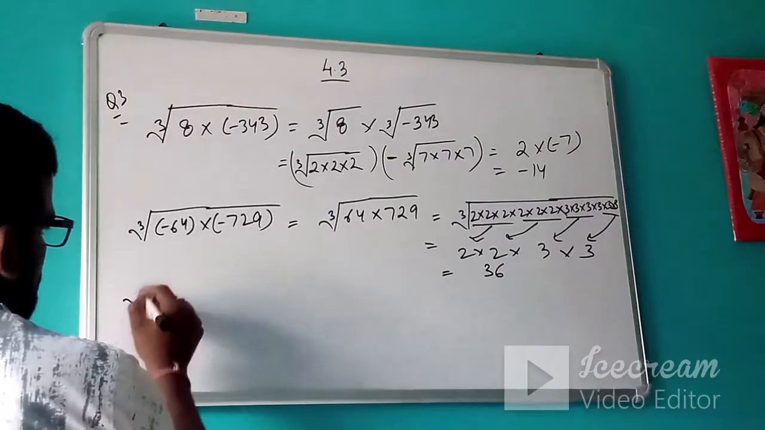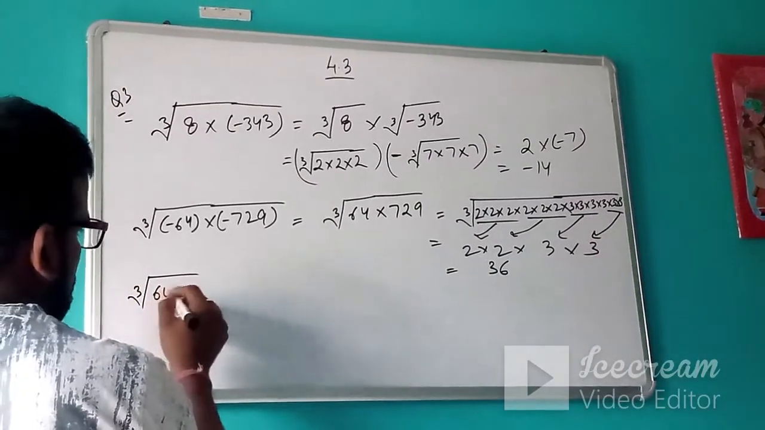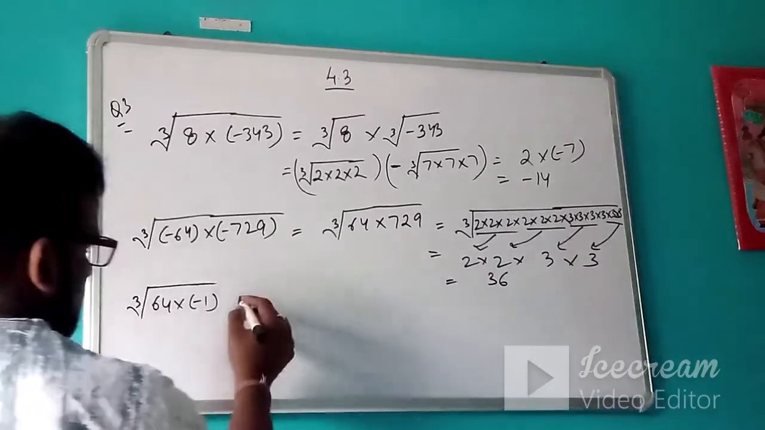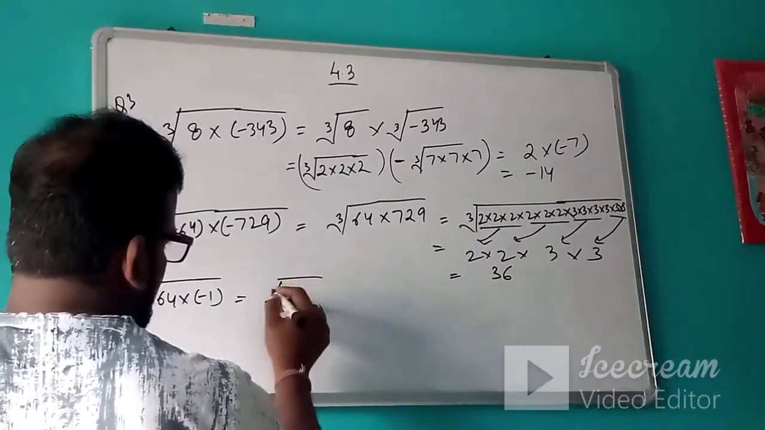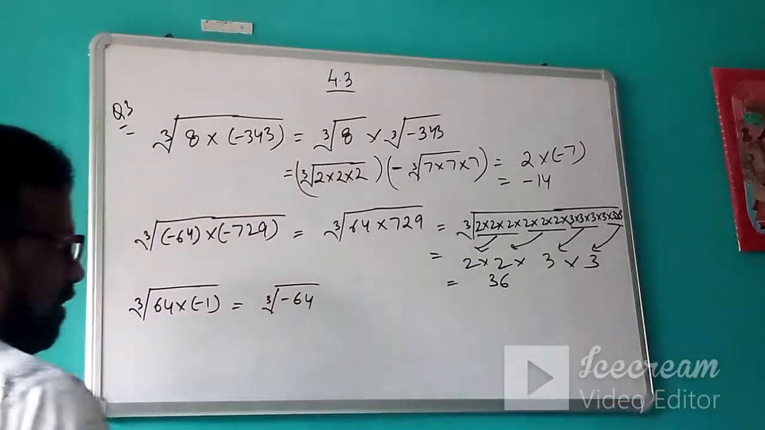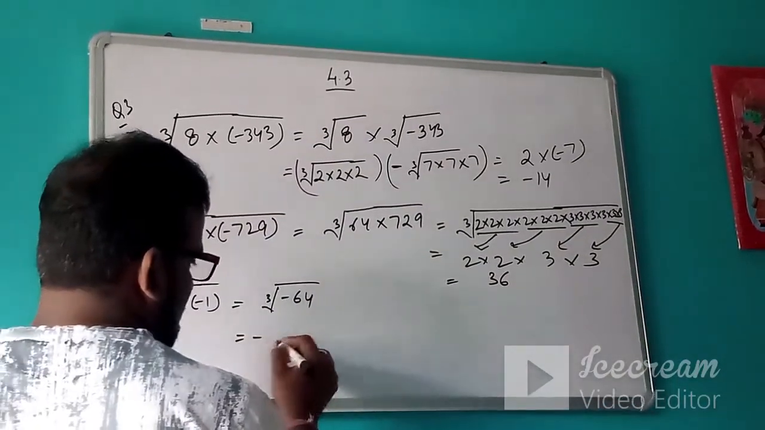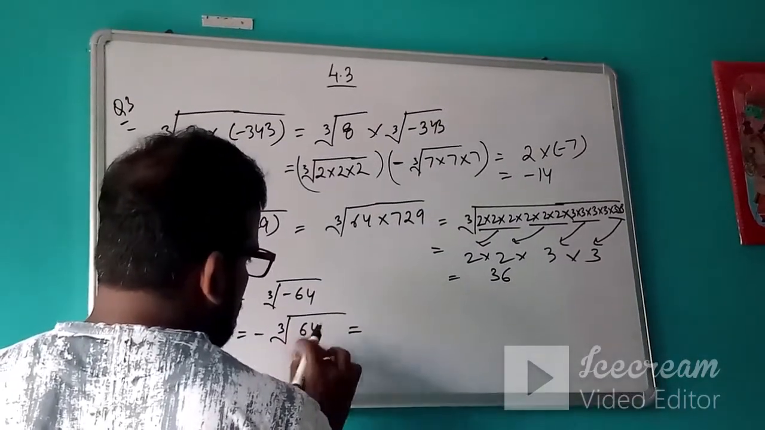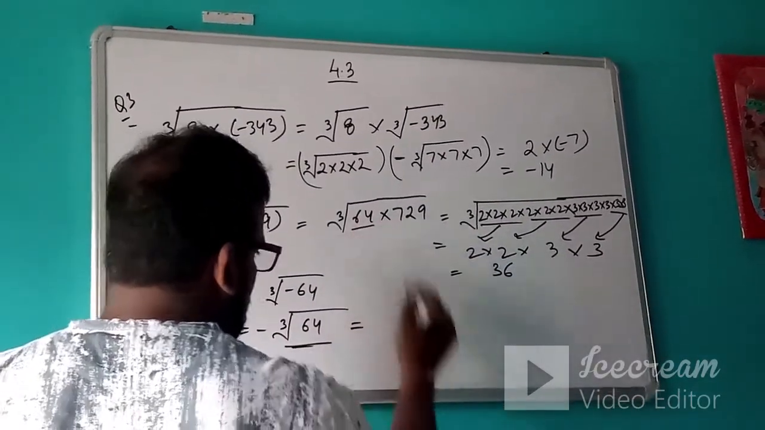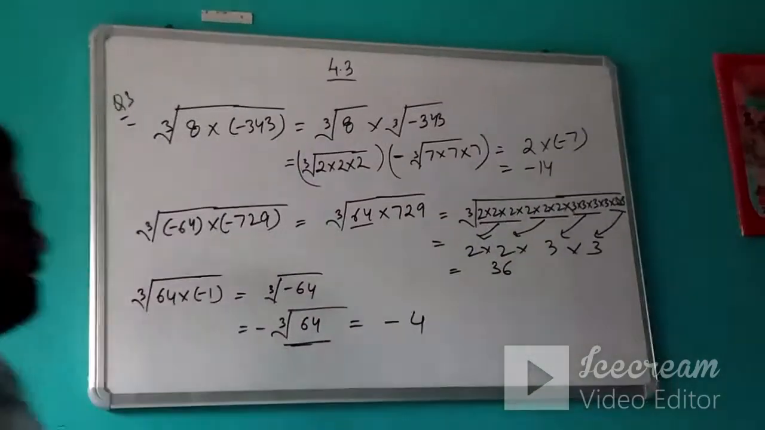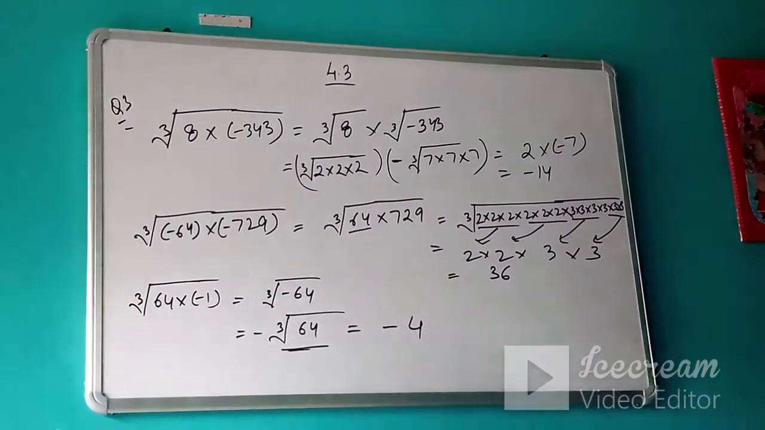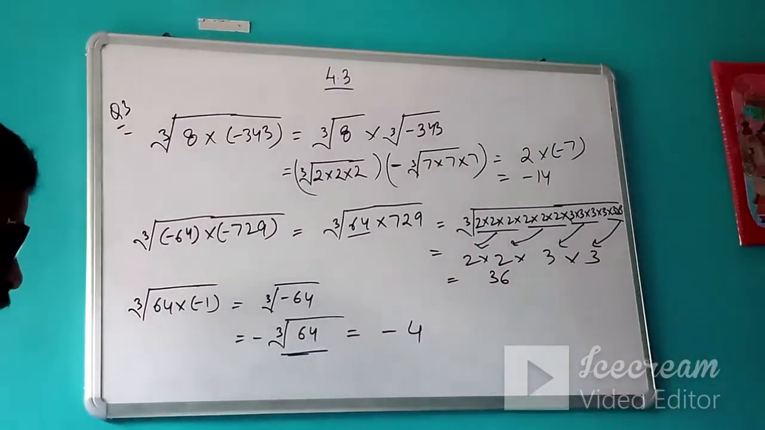Like this you can solve questions of this kind. Or suppose something is like this, 64 into minus 1. So what is minus into plus? Minus. So you can write it as minus 64. Then this minus sign will come out. Then it becomes 64, and the cube root of 64 we have just calculated. It is 4, so the answer is minus 4. Like this you can solve the expressions in this form.